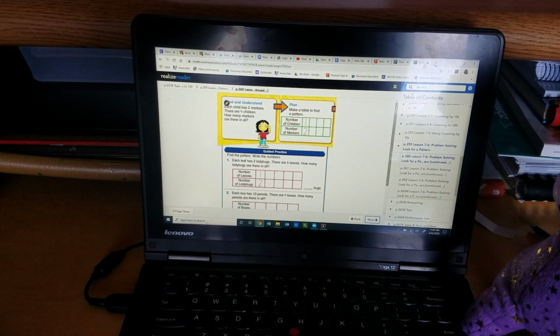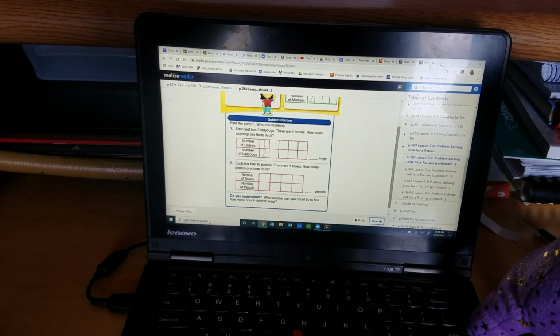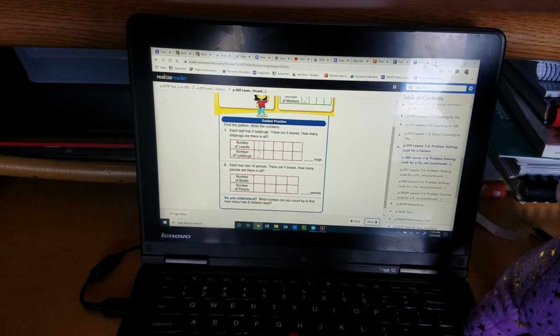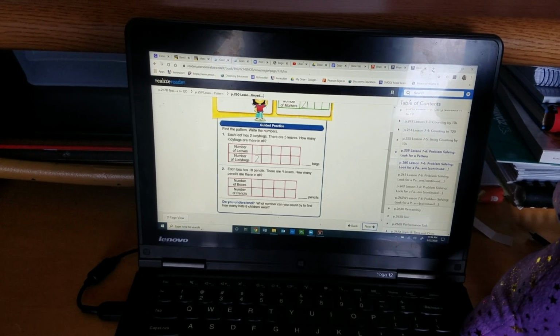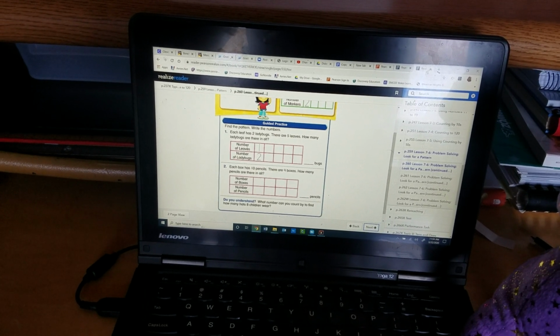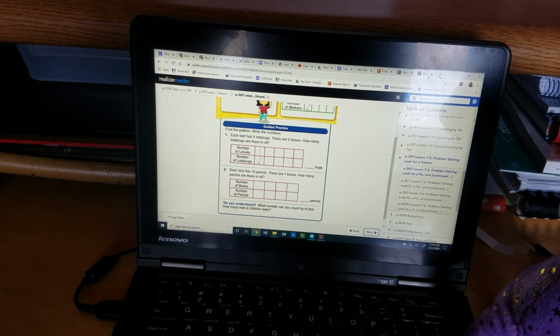Okay, so same kind of thing over here. You've got some word problems. The first one is started for you. It says each leaf has 2 ladybugs. There are 5 leaves. How many ladybugs are there in all?